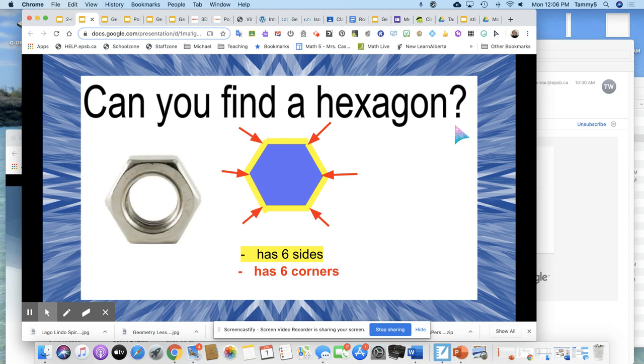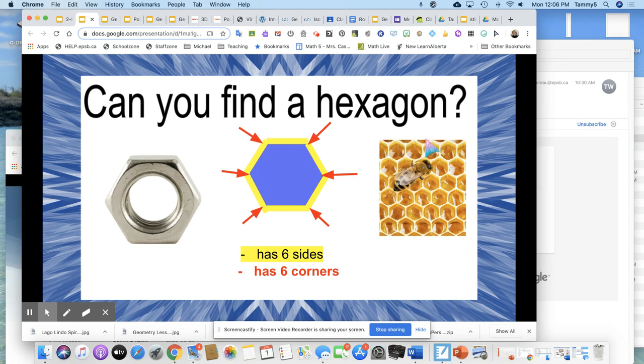For me, I actually found a nut that is shaped as a hexagon. Pretty cool example. Also, I know this isn't in my home, but honeycombs are shaped in the shape of a hexagon. So they have 6 sides. You can count them. 1, 2, 3, 4, 5, 6.